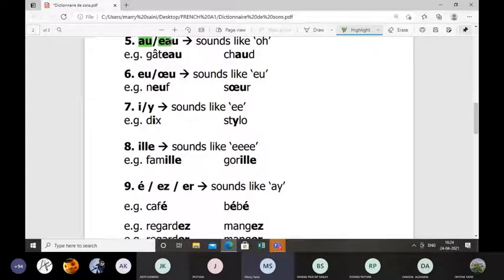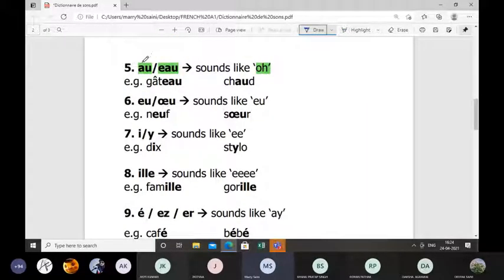Whenever in a word you have AU and EAU, the sound that we have here is o, simple O. And AU itself is a preposition. The meaning is at or to.